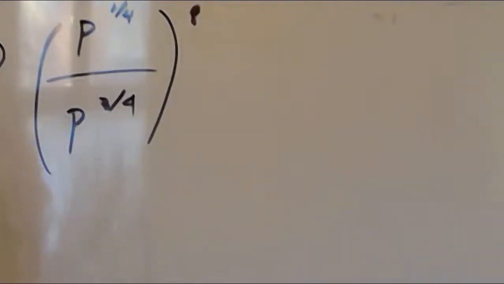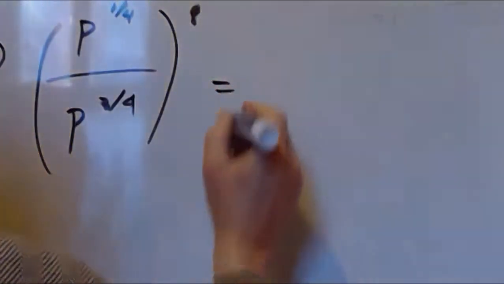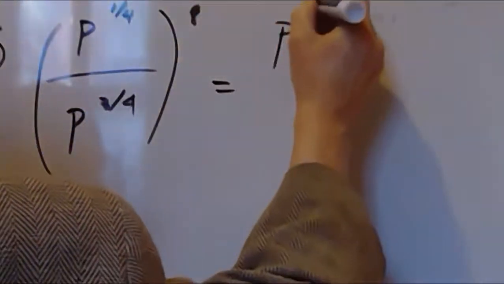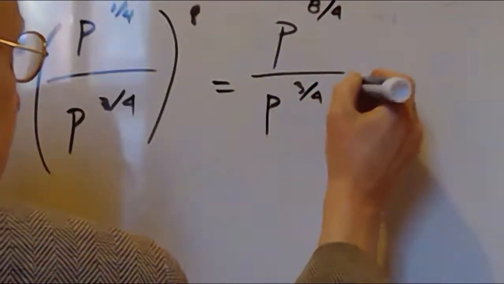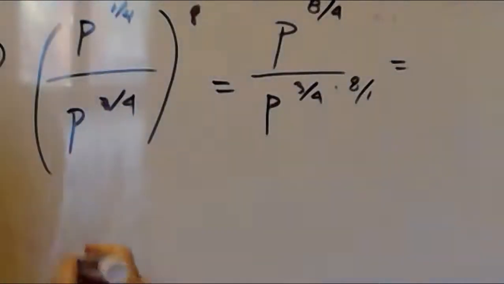Number 18, we have p to the 1/4 over p to the 3/4, to the 8th. Of course, when you see into these things, it's much easier. I did it a little different on the PowerPoint, but that's okay. As I said, there's many roads that you can take so long as you get to the right house or the right place. So we have p to the 1/4 times 8 over 1, over p to the 3/4 times 8 over 1.